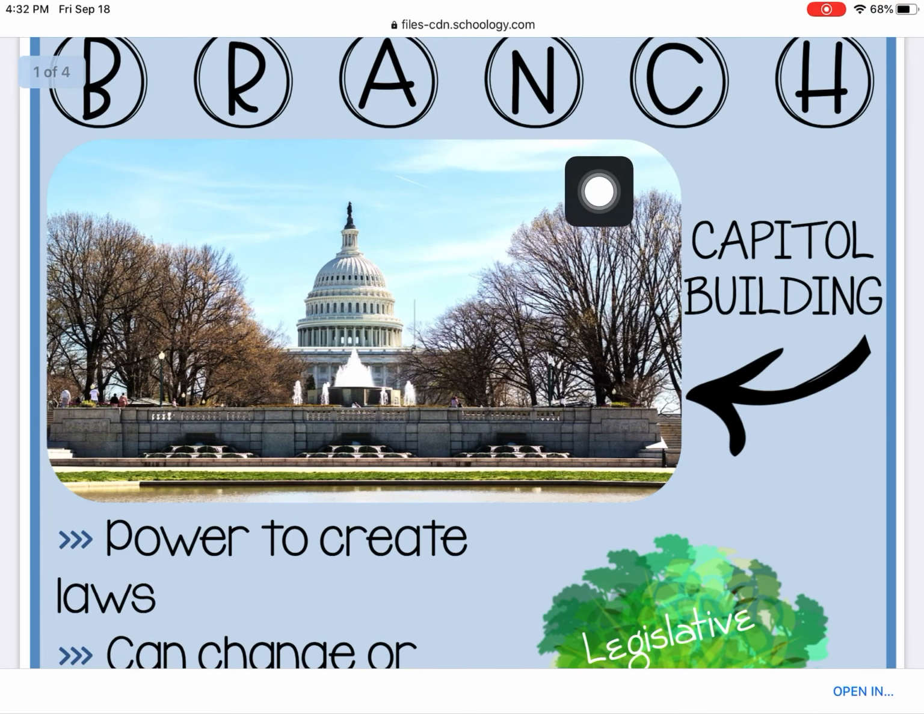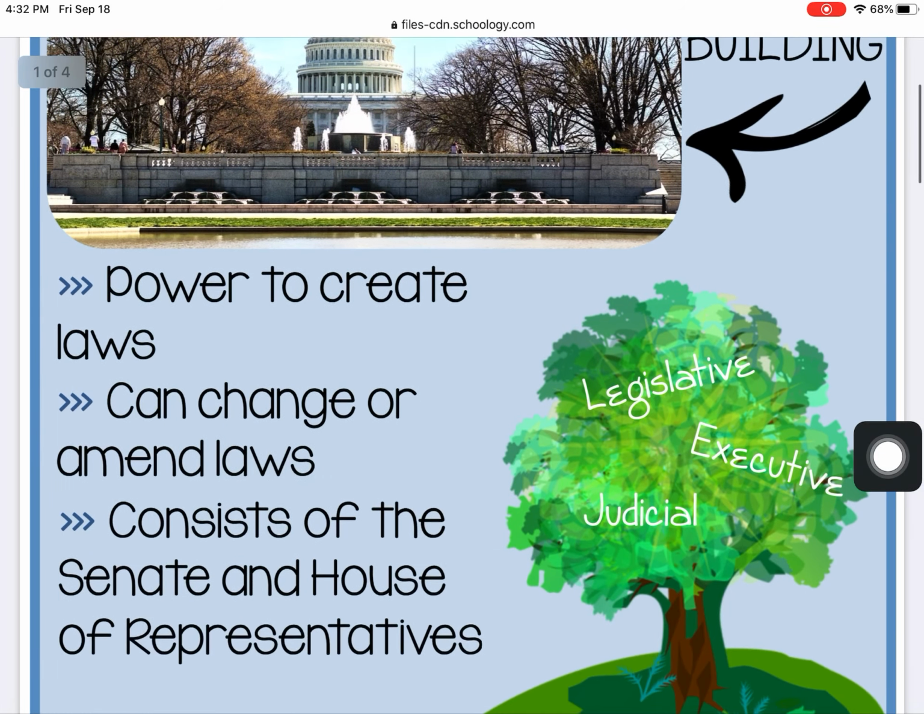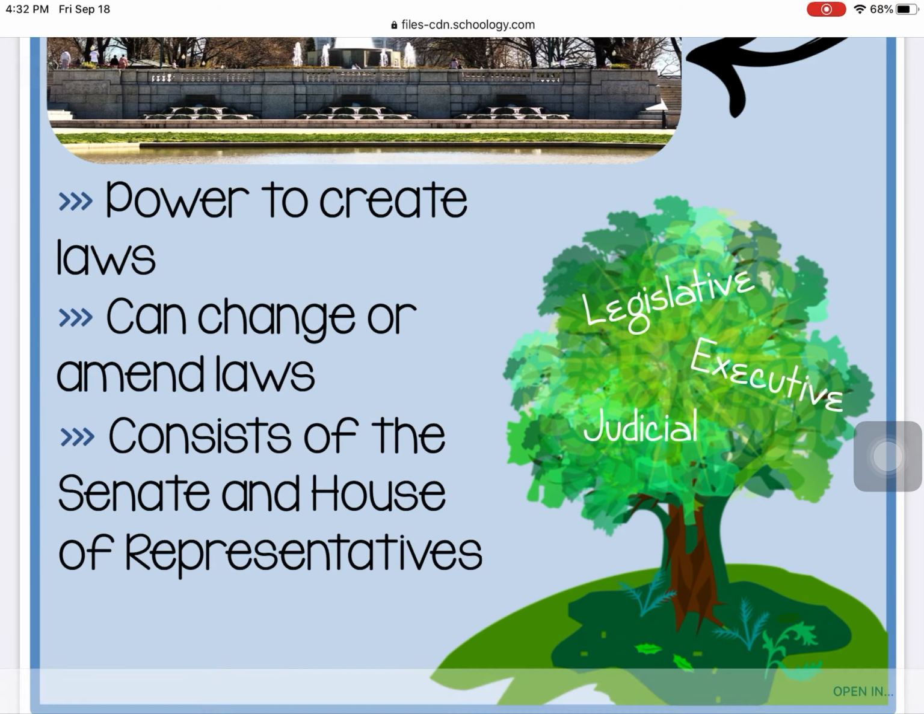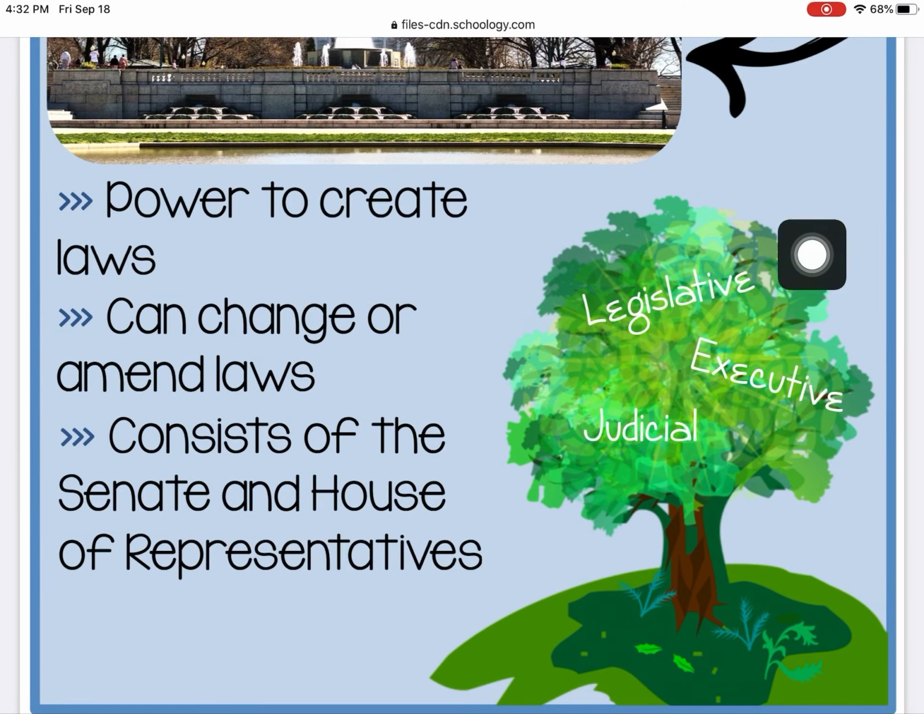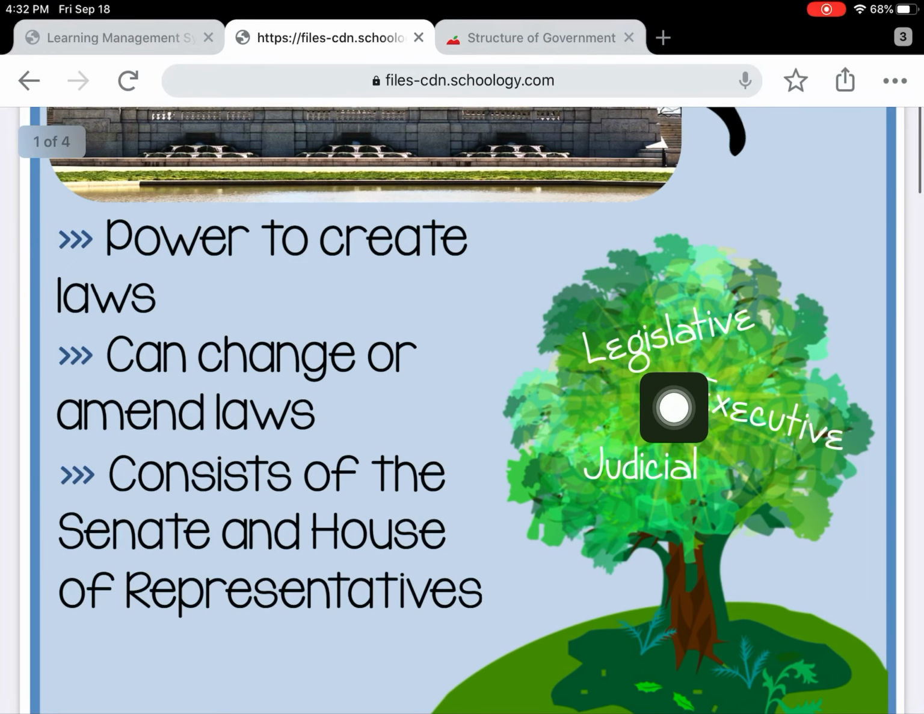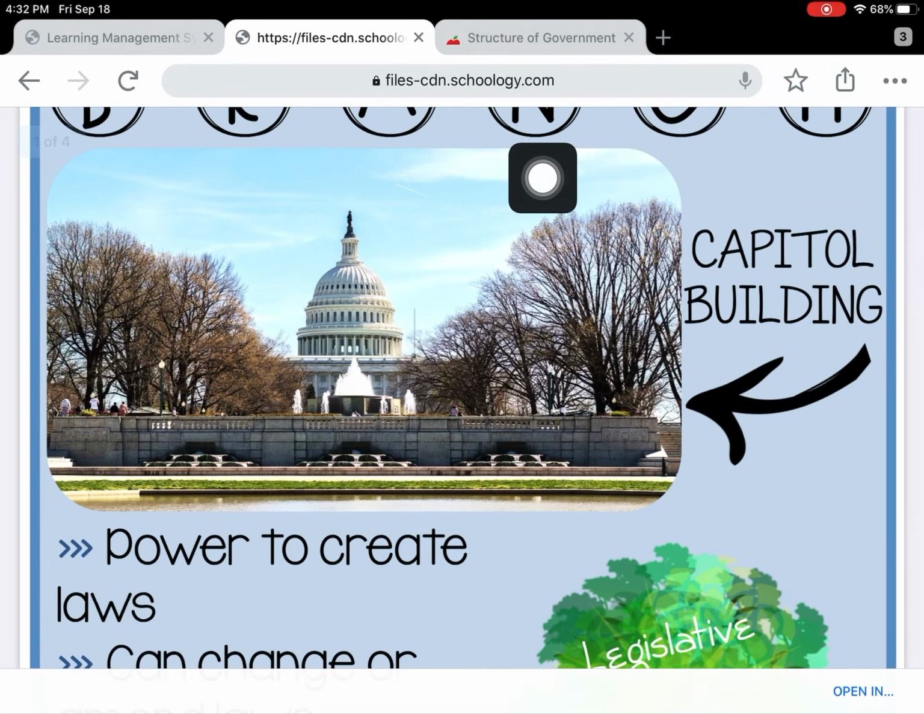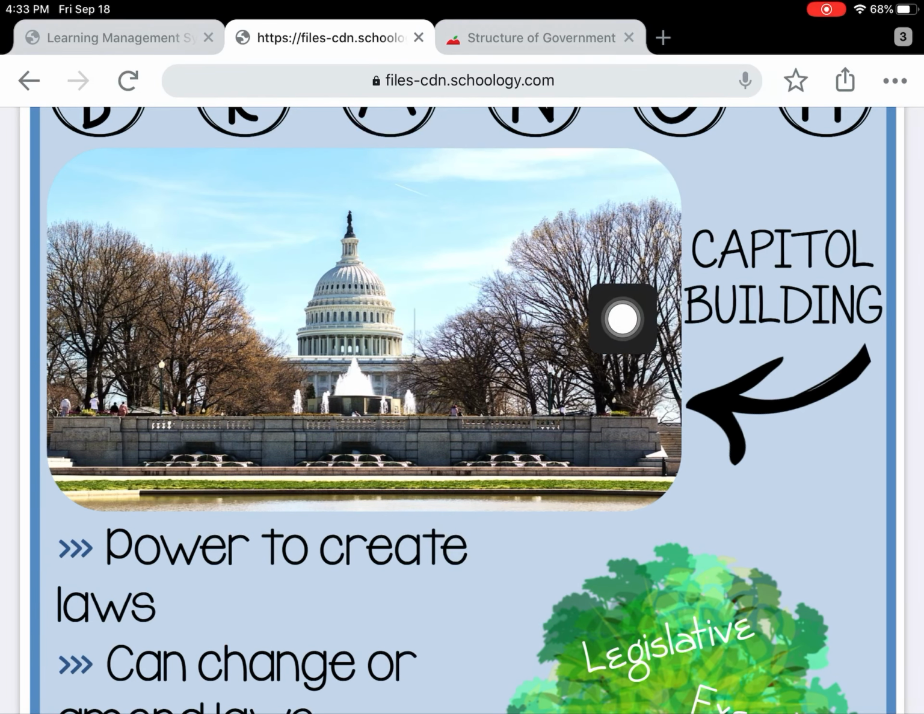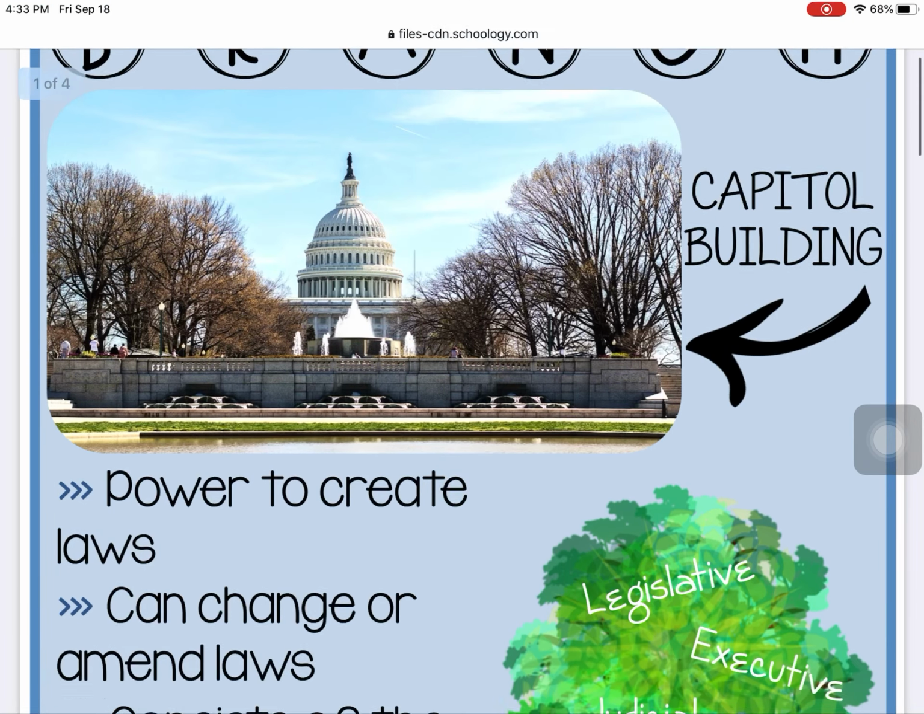Good. We have the picture of our Capitol building again. Just like our last picture said, this is the power to create laws. They can change or amend laws. This consists of the Senate and House of Representatives. So our representatives go to our U.S. Capitol and they vote if laws should be passed or if they should not be passed. Do you know where the U.S. Capitol building is? Good. The U.S. Capitol building is in Washington, D.C.